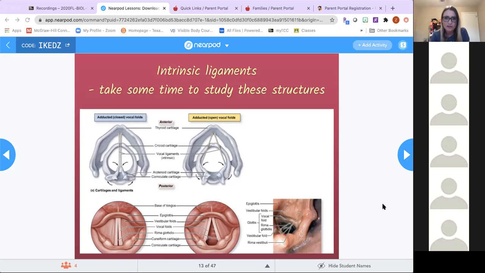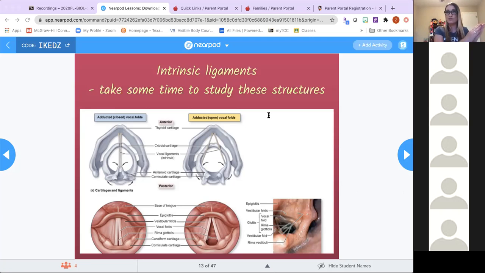They used to have a picture for this with both of them in the image, and then they got rid of it, so now you only see the true ones on here. You can also see from this how the arytenoid cartilage can change position.